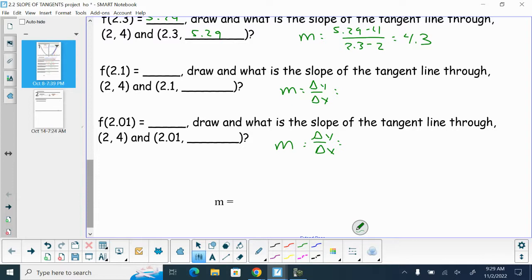Mike, what do you get for your y value for the first one? 4.41. And when we find our slope, what do you get for your slope? 4.1. When we have our x value 2.01, Sarah, what's our y value? And what do you get for a slope?